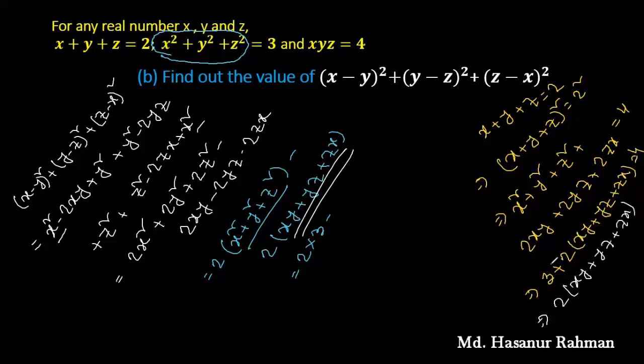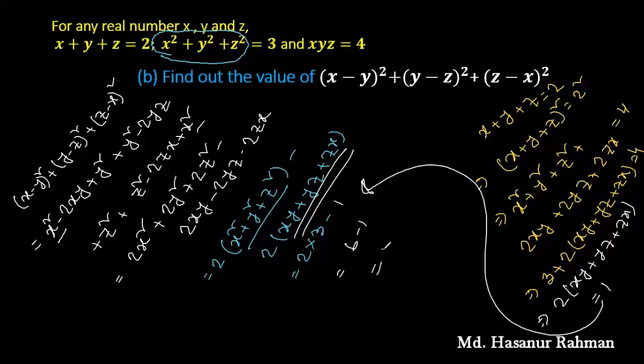If I move this 3 to the other side, we will get 4 minus 3, that is 1. So instead of 2 into xy plus yz plus zx, we can put 1. Look at this, we can put 1. So now 2 3 is 6, 6 minus 1, that will be 5. So the value of this one should be 5. In this way, we can easily solve number B.